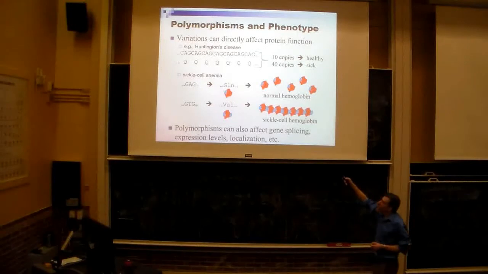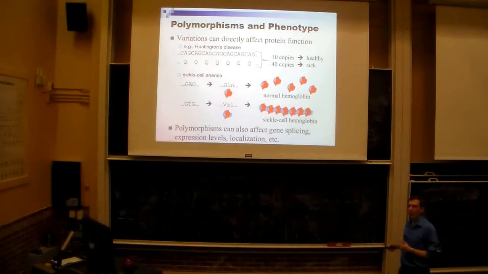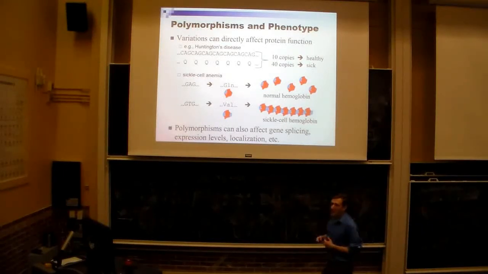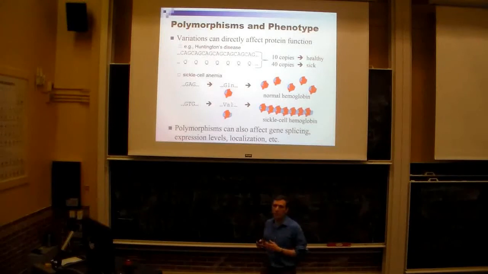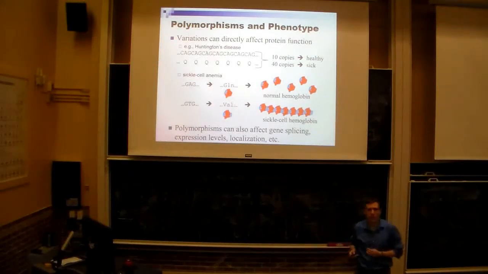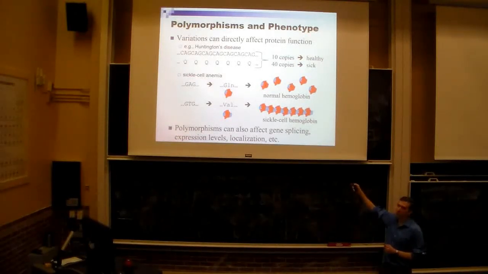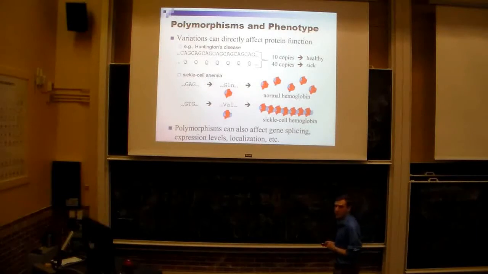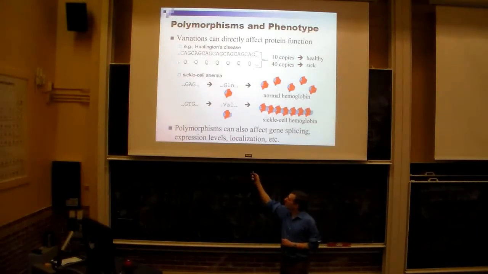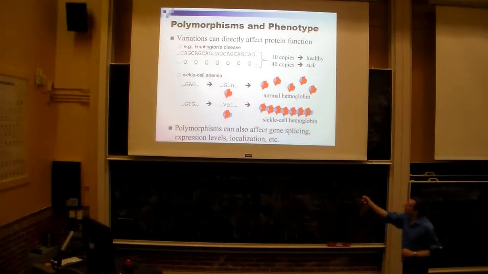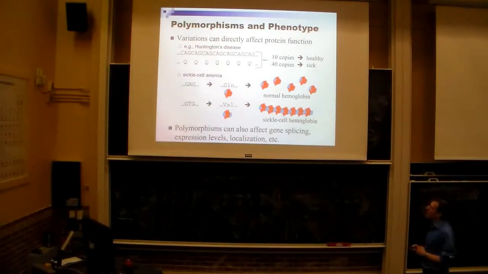If you have, let's say, 10 copies of this repeat on each chromosome, you're never going to get Huntington's disease. If you have 40 copies on either of your chromosomes, if you live long enough, you will get Huntington's disease. If you've got 100 copies on either of your chromosomes, you will get Huntington's disease at a fairly early age. So there is a direct cause and effect relationship between these. A single base change can even cause disease directly. So the classic example of that is sickle cell anemia.